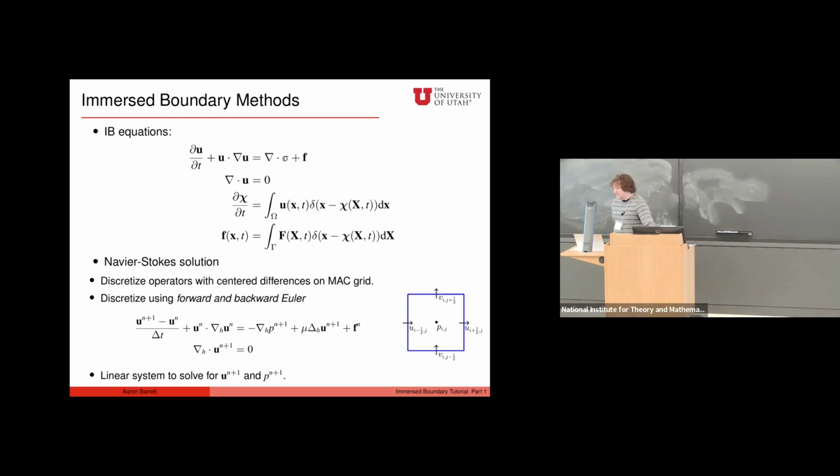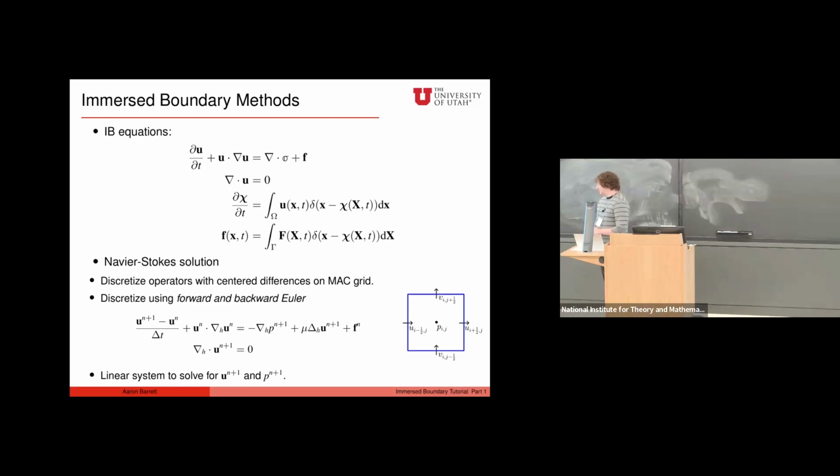We can discretize our operators however we might want. What we do in IBAMR is we just use second order finite differences. The advective term is a little bit more complicated. We won't talk about that today. But you have discrete operators in some capacity. We write down, for example, a forward and backward Euler scheme. We treat the advective term explicitly. We treat the immersed boundary forces explicitly. We treat pressure and viscosity implicitly.